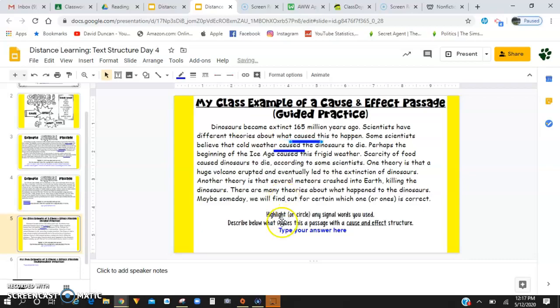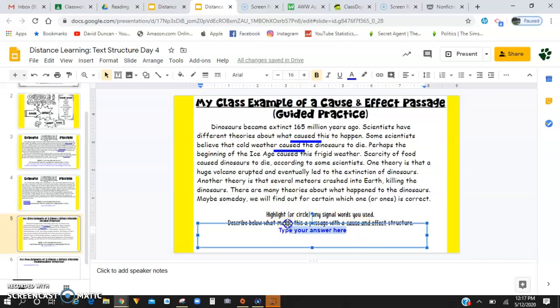Okay, down here, what makes this a cause and effect text structure? This is a cause and effect text structure because it talks about the effects or the causes for why dinosaurs became extinct.